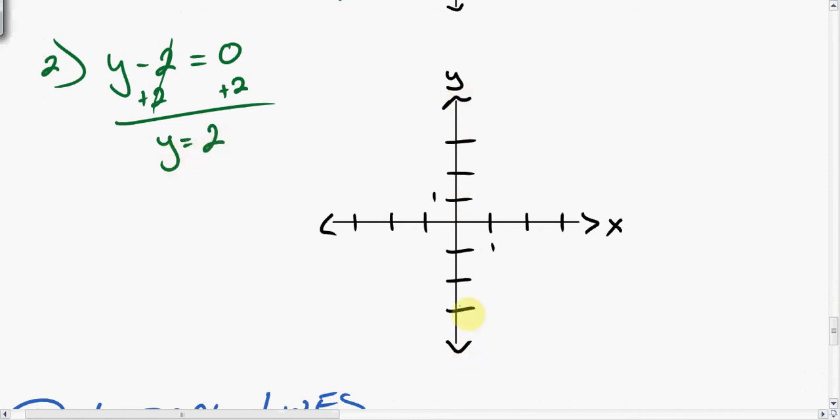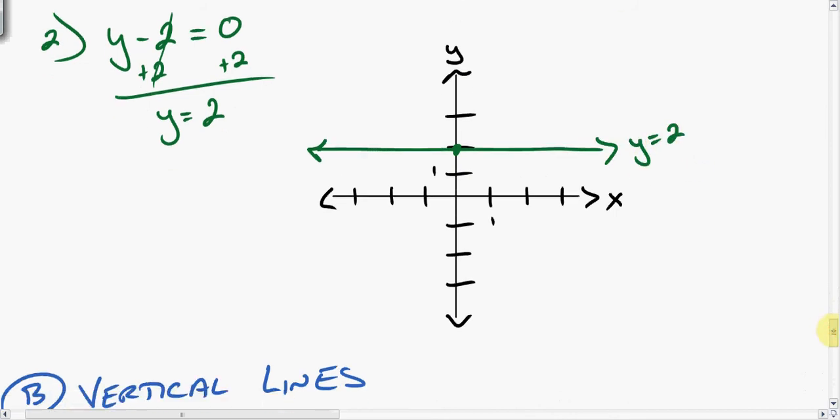I've got a y, so I'm going to plot on my y-axis at 2. There's my point on the y-axis at y equals 2. And then draw a horizontal line. It's going to be parallel to the x-axis right through, oops, that was a little low, right through y equals 2. It's a little better. So here we have y equals 2. And we're done.